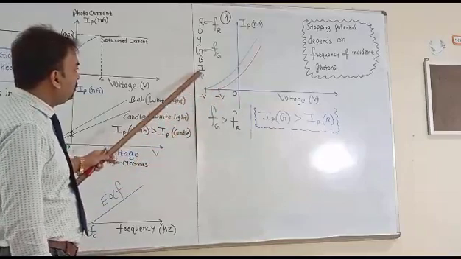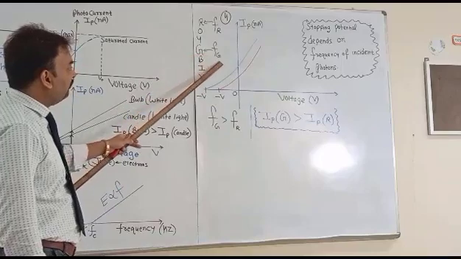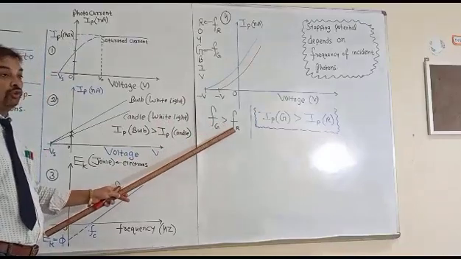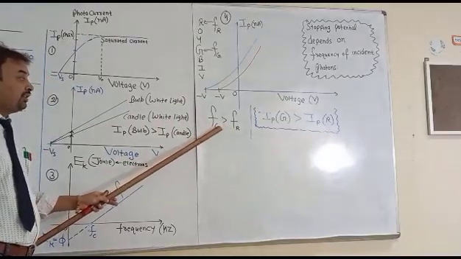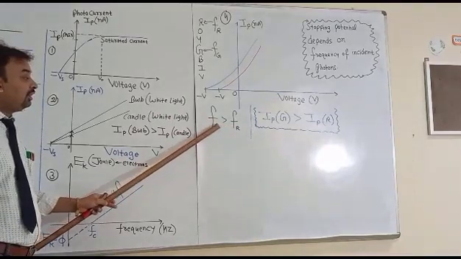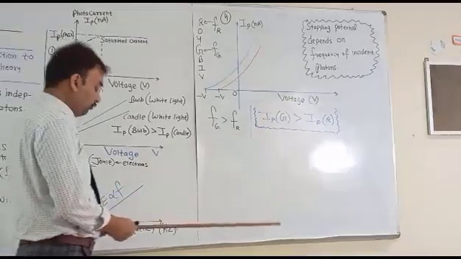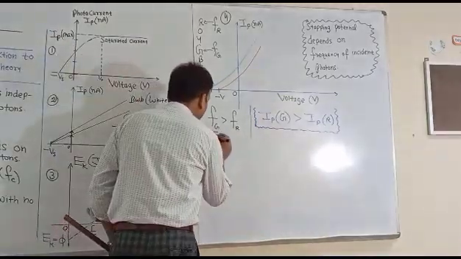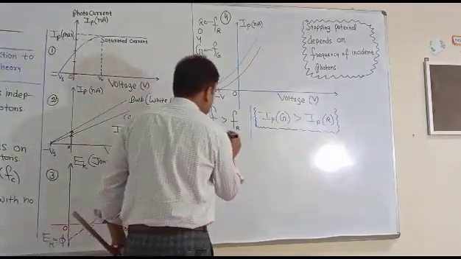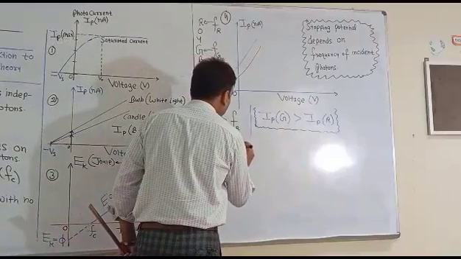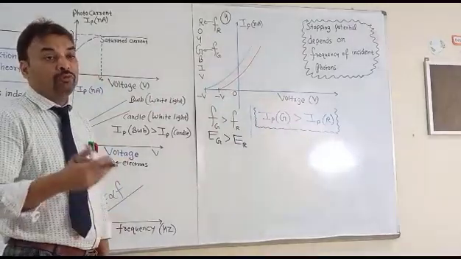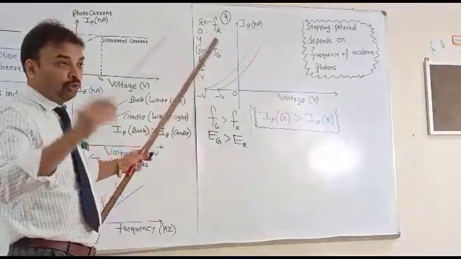Why? Because the frequency of green is Fg and the frequency of red is Fr, and the frequency of green is greater than the frequency of red. So the energy of green will be more than the energy of red. The energy of green photons falling on the metal surface is greater than the energy of red photons. Green photons have more energy, more kinetic energy.